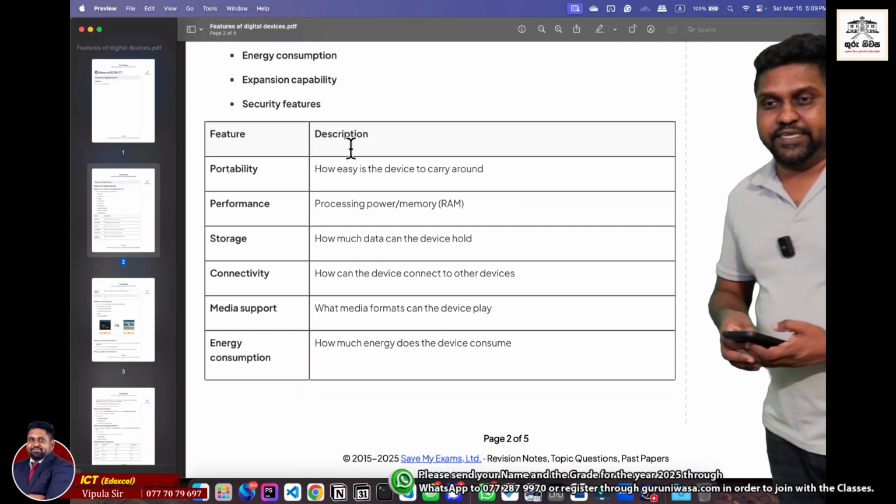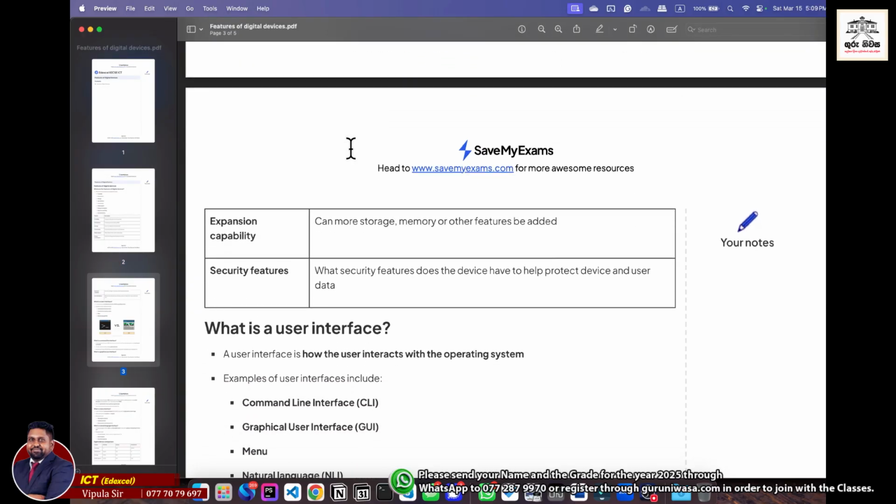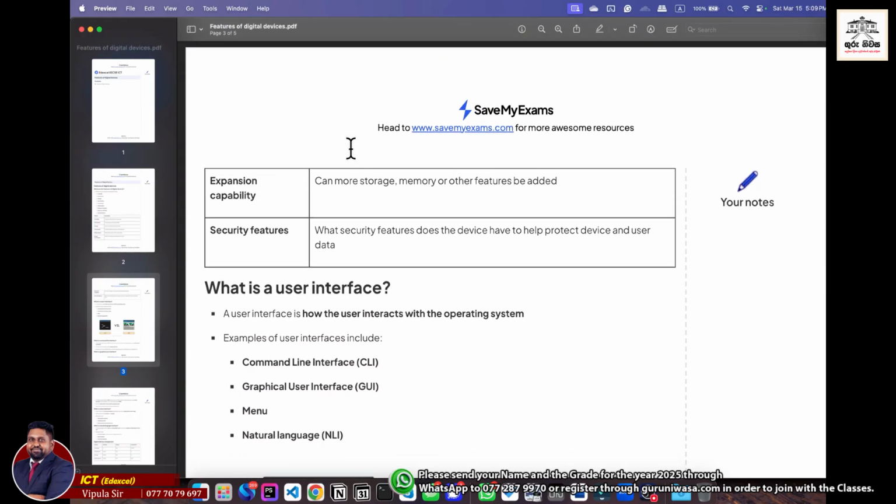So energy consumption is the other most important thing. And then expansion capability. Expansion capability means when you are building some sort of device, it should have a certain set of features where you should be able to expand the device's internals. For example, if we take a storage device or a home controlling device, you should have the option to expand it.